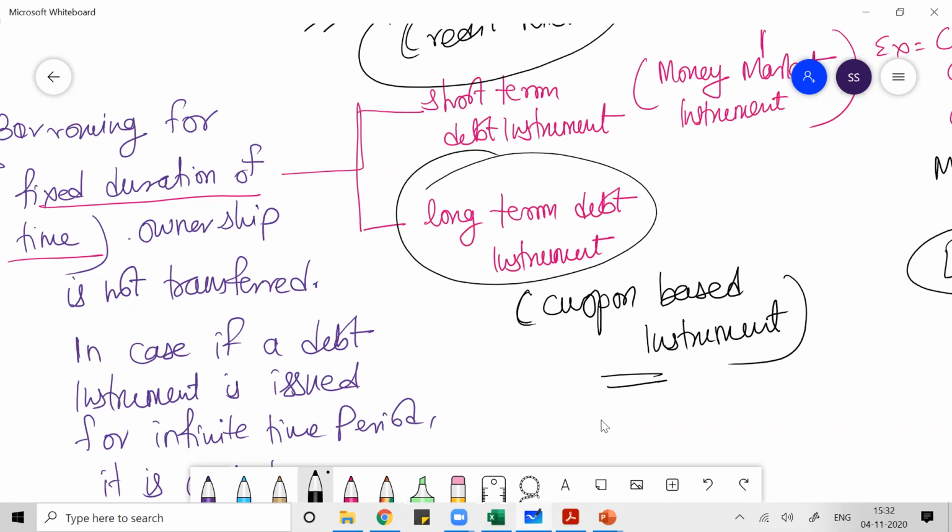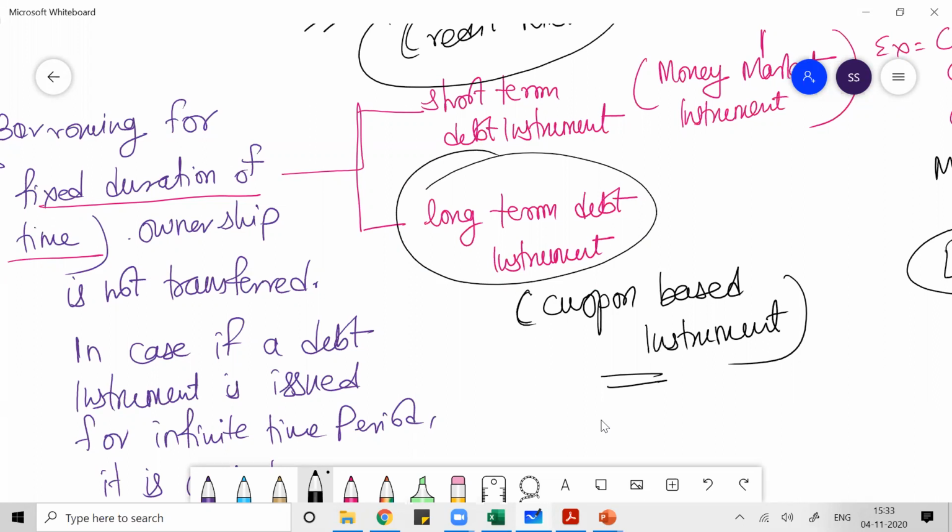They can be issued at a discount. What do we know as discount? Discount means their face value is more than their price. Or they can be issued at a premium, where the price is more than their face value. Long-term debt instruments are issued for a long-term definite time period. After that, the company will buy back the instrument. The money they pay back to the investor is called the face value.